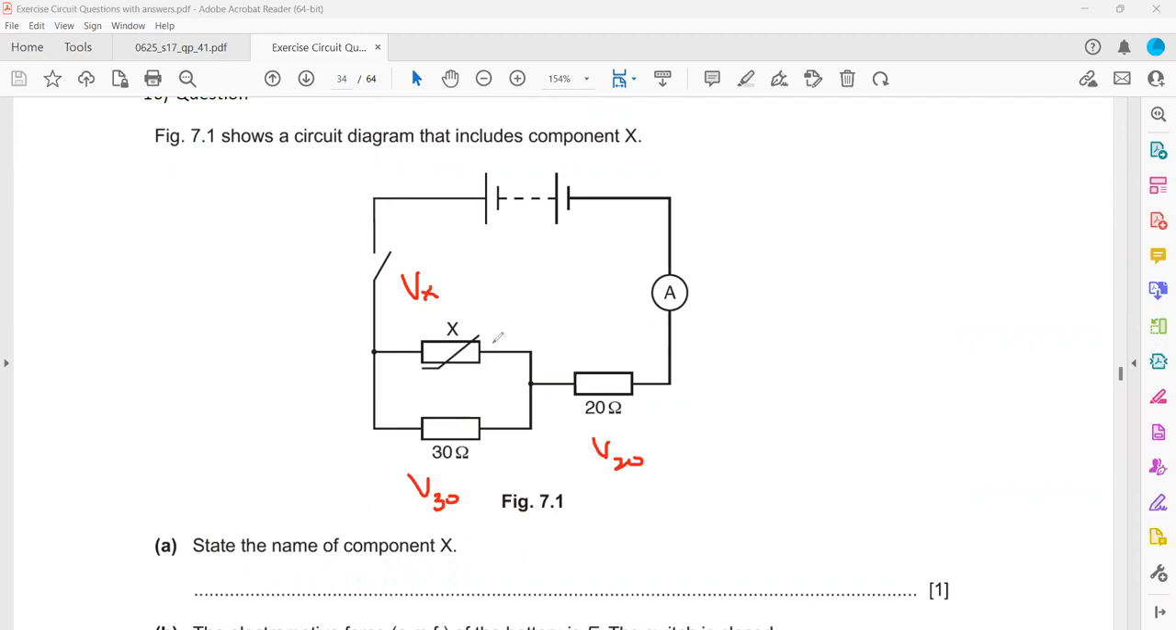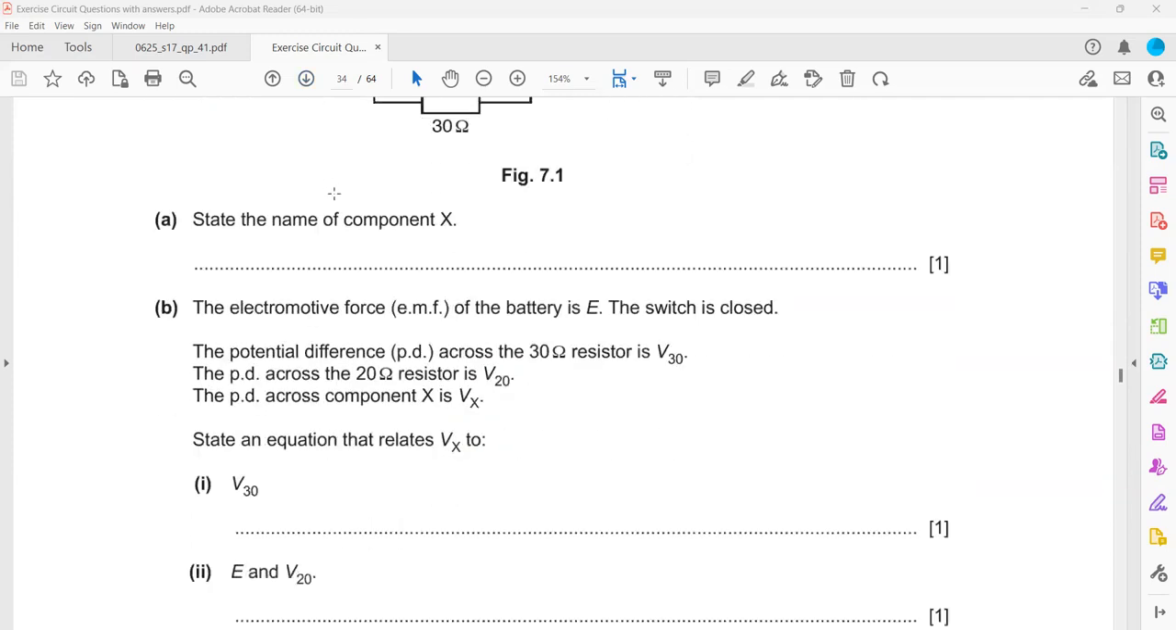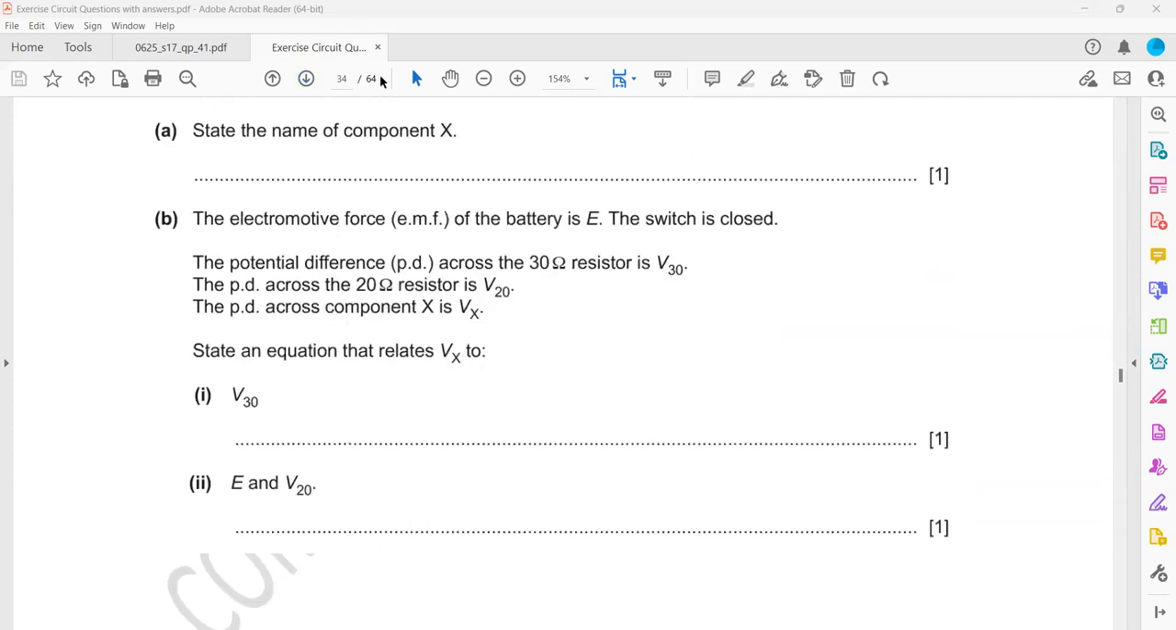Because they are in parallel. So when two components are in parallel, what is the same for them? Voltage or current? If the two components are in parallel, which quantity is the same? Voltage or current? So voltage will be the same. So if the voltage here is V30, the voltage here will be V30 as well. So we can say that Vx will be equal to V30, or the voltage across a 30 ohm resistor is the same as the voltage across X.